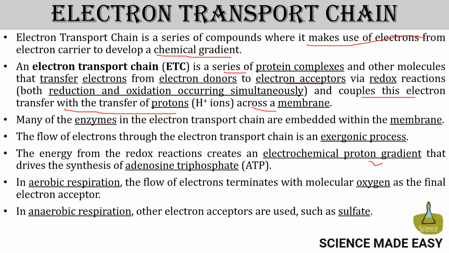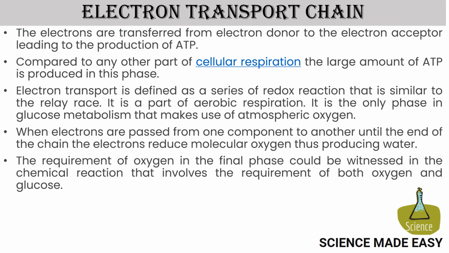And the main thing is that here, the final electron acceptor in the case of aerobic respiration is molecular oxygen, and in the case of anaerobic respiration it is something other than oxygen, for example a sulfate molecule. So the electrons are transferred from electron donor to electron acceptor, leading to the production of ATP. And compared to any other step of cellular respiration, the largest amount of ATP is produced in this phase.